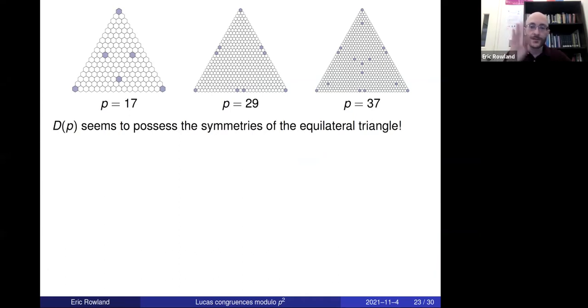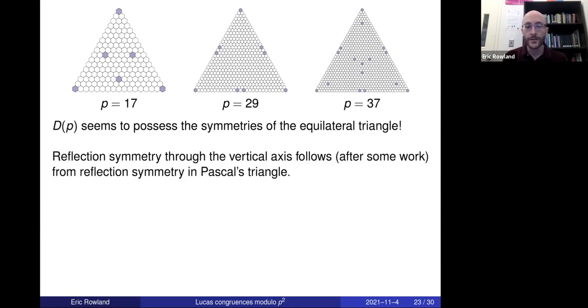The reflection symmetry about the vertical axis maybe isn't so surprising because Pascal's triangle also has that symmetry. And so this does follow. After a little bit of work, you can show that if you have a point in the set D of P that supports a Lucas congruence, then its mirror image across the vertical axis is also going to be in D of P.